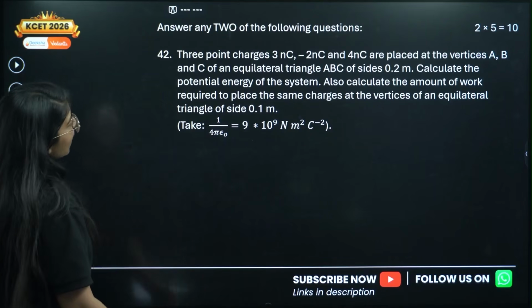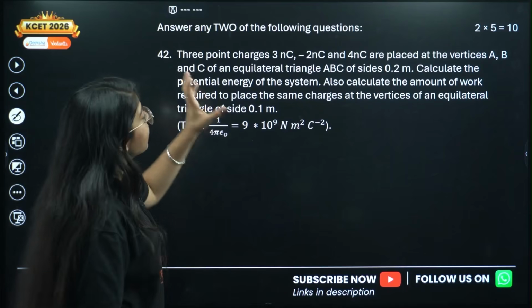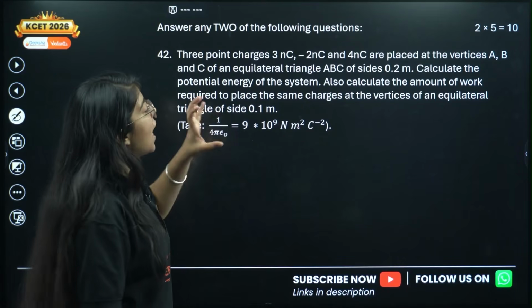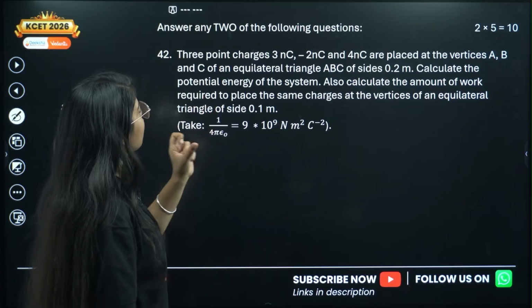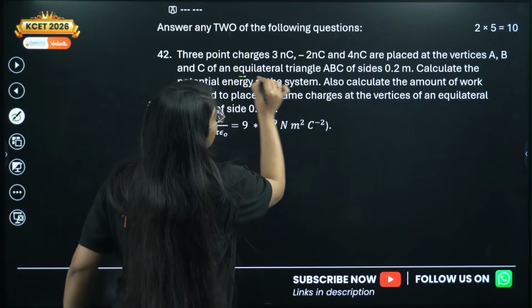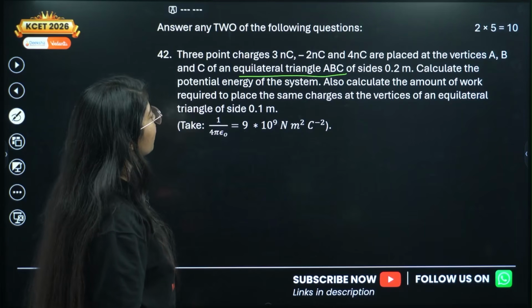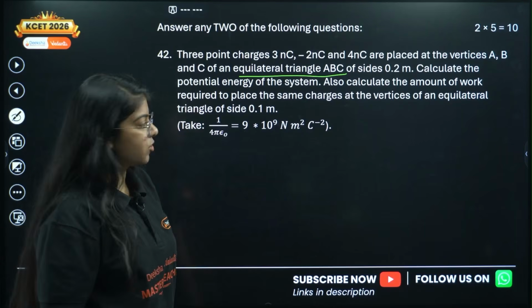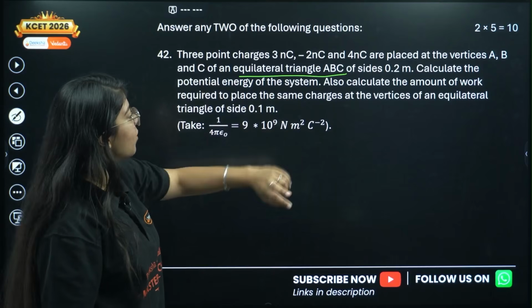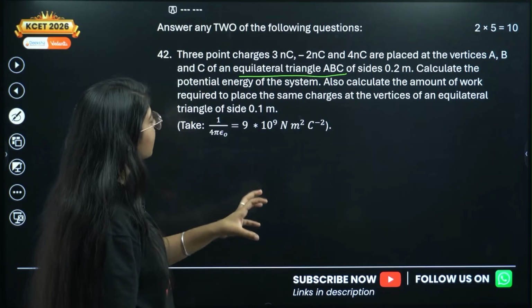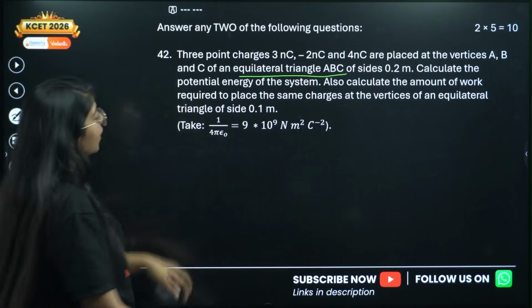Three point charges, 3 nanocoulomb, -2 nanocoulomb and 4 nanocoulomb, are placed at the vertices A, B, C of an equilateral triangle of side 0.2 meter. Calculate the potential energy of the system. And then we have to calculate the amount of work required to place the same charges at the vertices of an equilateral triangle of side 0.1 meter.